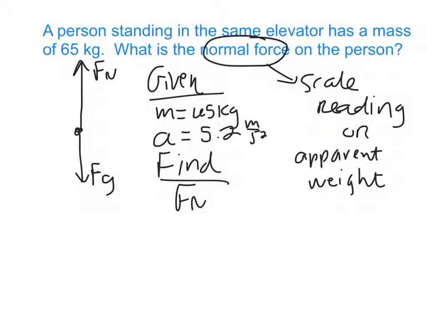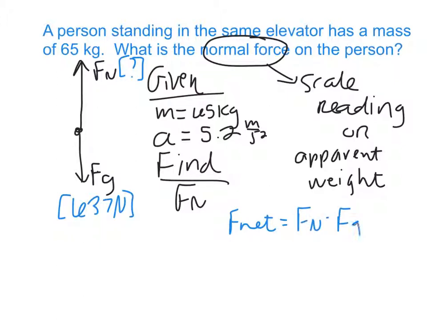You have mass, you have acceleration, you're looking for normal force. From the force diagram, so let's see, right off the bat we can figure out what our Fg is, so 65 times 9.8 is going to give us our actual weight, which is 637 newtons. We don't know what the normal force is, but given mass and acceleration, we can figure out our net force, and we know that net force is going to equal, from the force diagram, normal force minus weight. So net force plus the weight will give me my normal force.